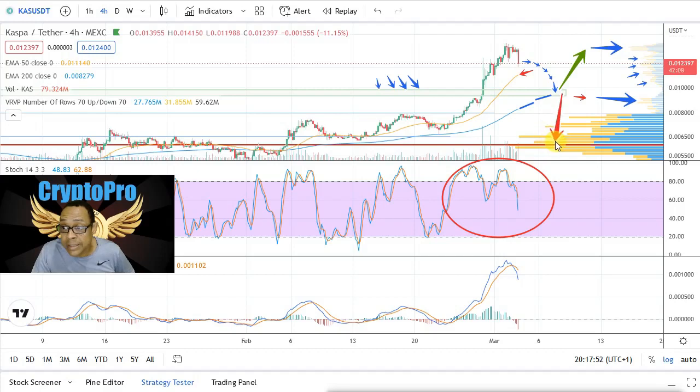Point of control price is down at around 0.006. That would be worst case scenario. But we have one, two, three nodes that stick out before we get to the big one at 0.06. And so I would think that if we make it all the way and do a full stochastic cycle, that's probably what we'll be looking at.